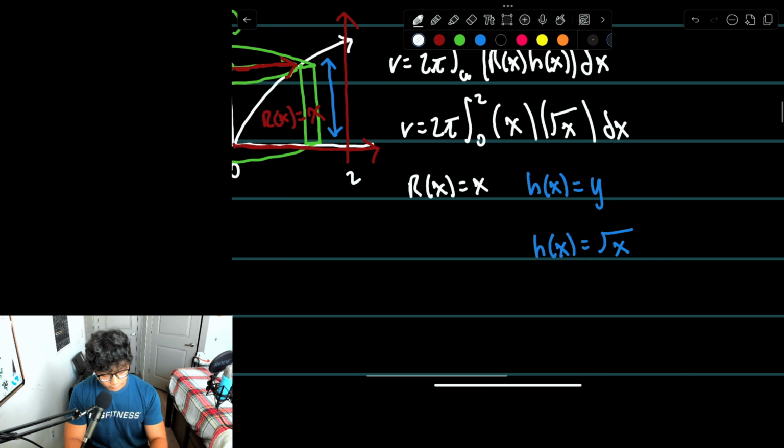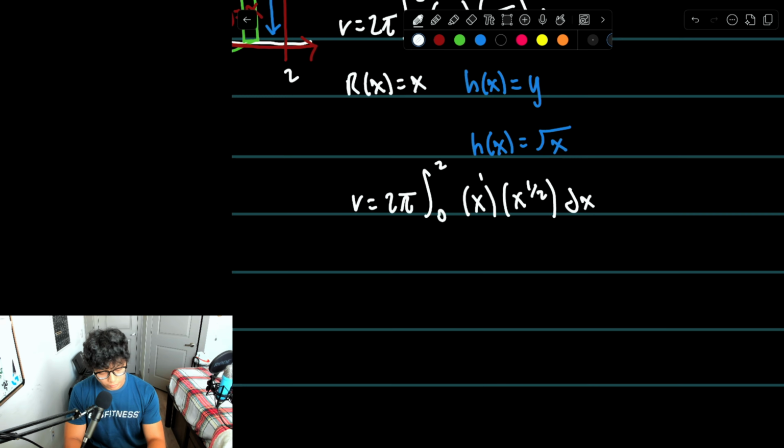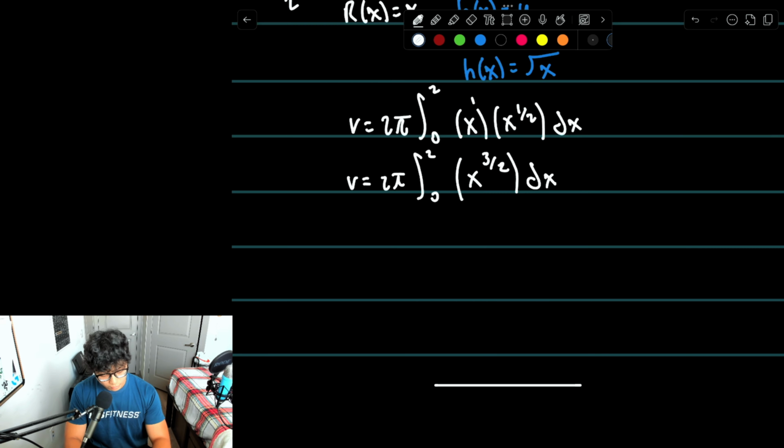If we just simplify this equation, we can look at it as x times x to the 1/2, because that's the same as the square root of x. So this is basically just 1 plus 1/2, which is the same as x to the 3/2. And now we just integrate. So then we get our volume equals 2 pi times 2x to the 5/2 over 5, bounded by 0 to 2.